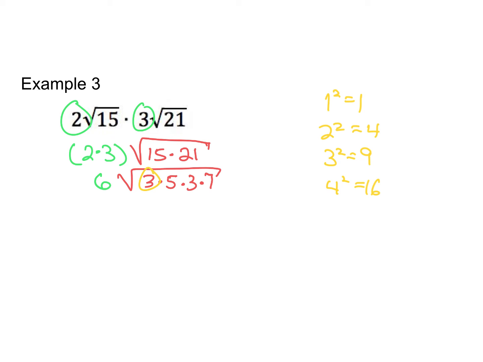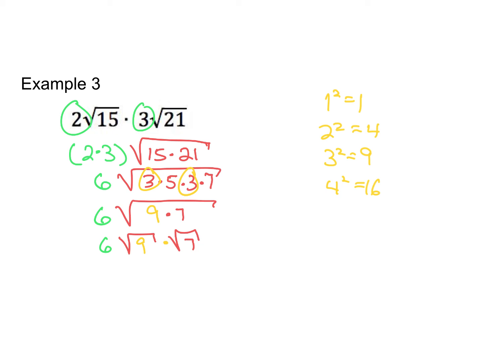So I see the 3 times 3. I still have my 6 on the outside. Still have my square root. 3 times 3 is 9. And then we still have the times 7. Again, we can rewrite it. We still have the 6 on the outside, square root of 9, and then times square root of 7.